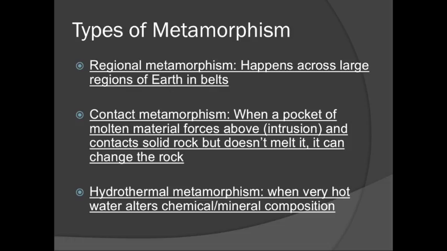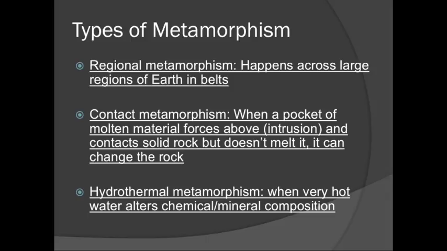Then there are three types of metamorphism that we're going to talk about. This is essentially the three different ways that these metamorphic rocks can form. It could be regional metamorphism. This is where it happens over a really large region, across hundreds or even thousands of miles of Earth's surface.